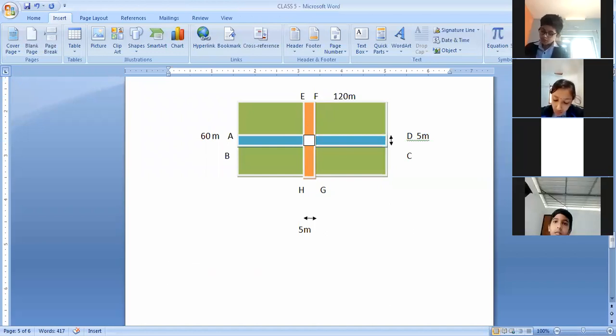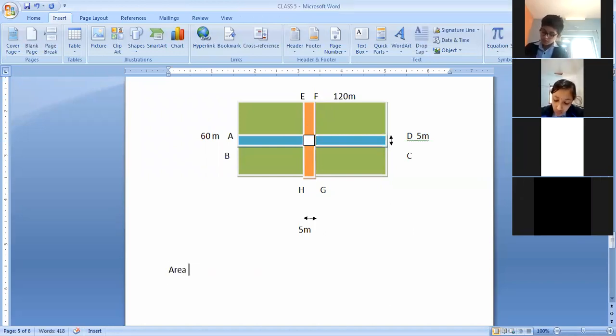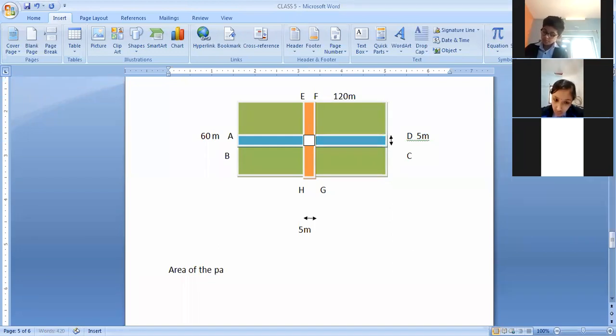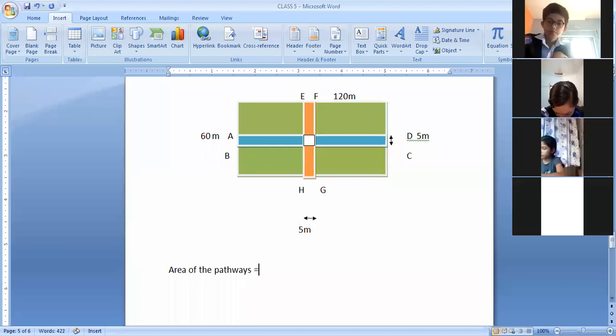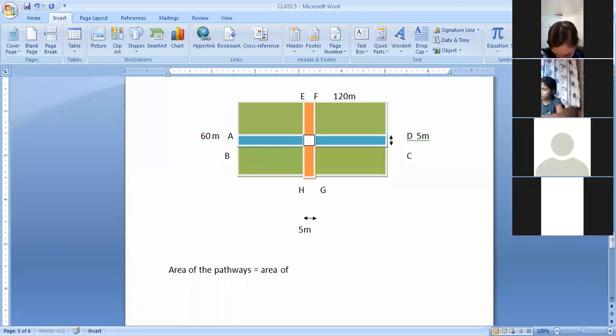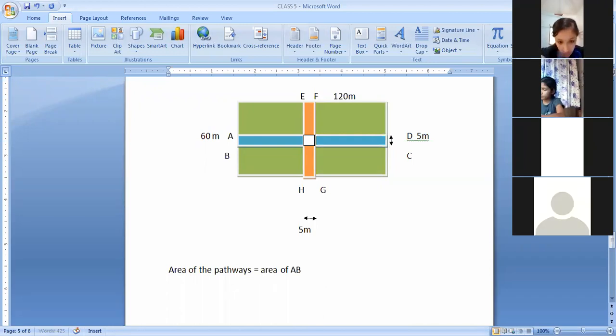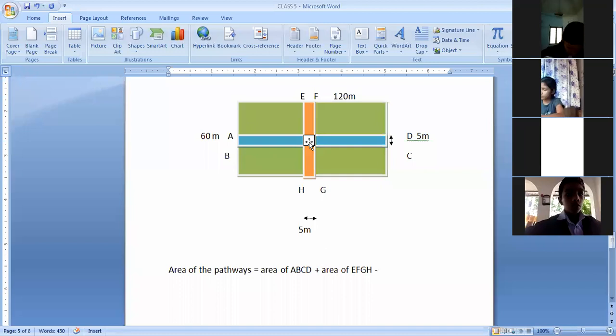Yes, miss. Okay. Area of the pathway is equal to area of rectangle ABCD plus area of rectangle EFGH. Okay.